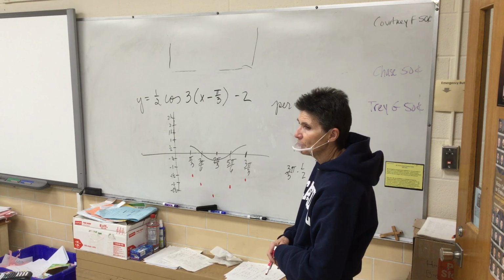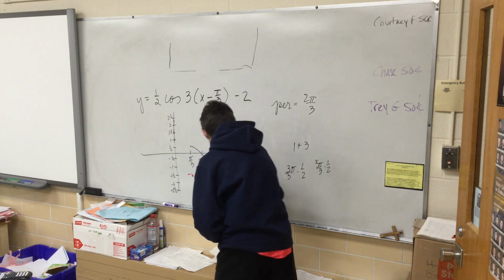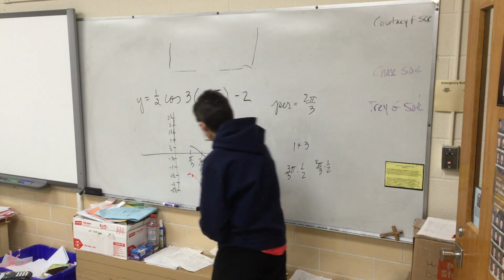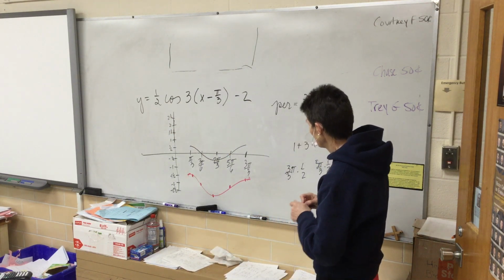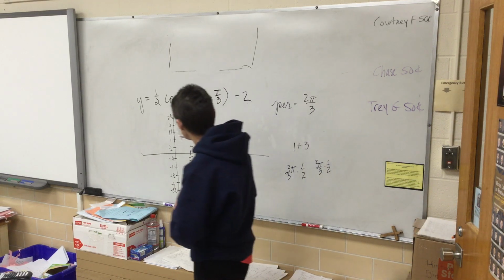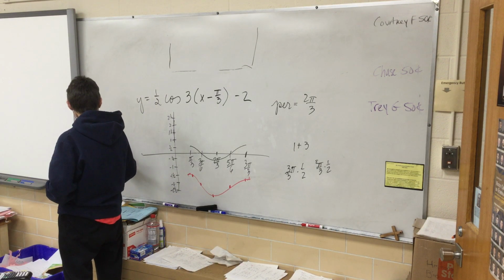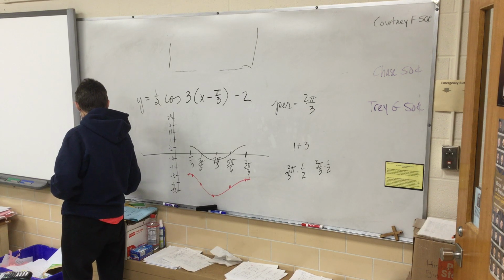If you were doing it on graph paper, you'd see it more clearly. Anyway, connect the dots with a nice smooth curve, and there it is. There it is. Period, amplitude, phase shift, vertical shift, frequency. Here we go.